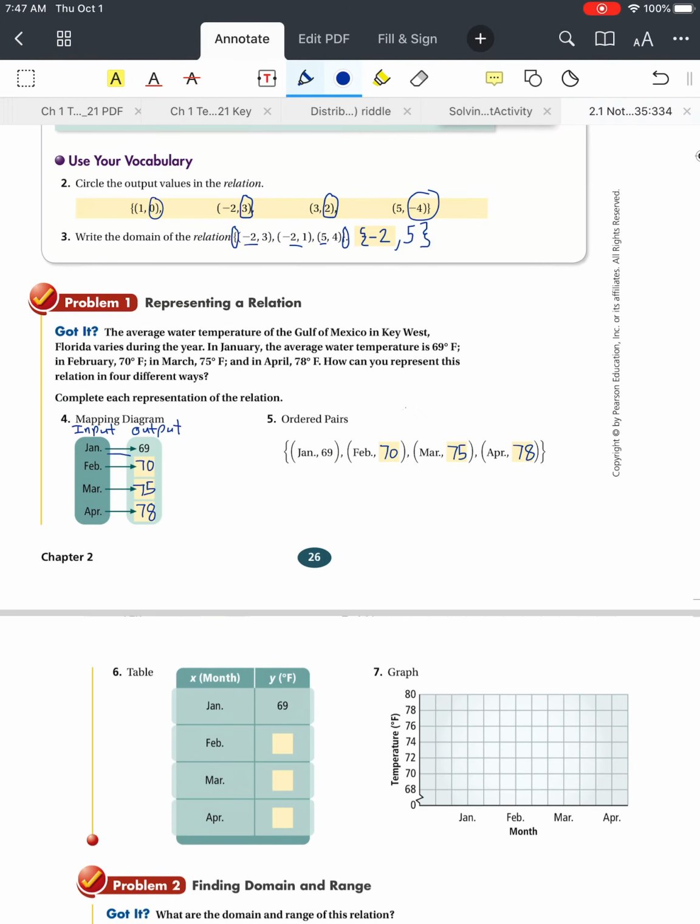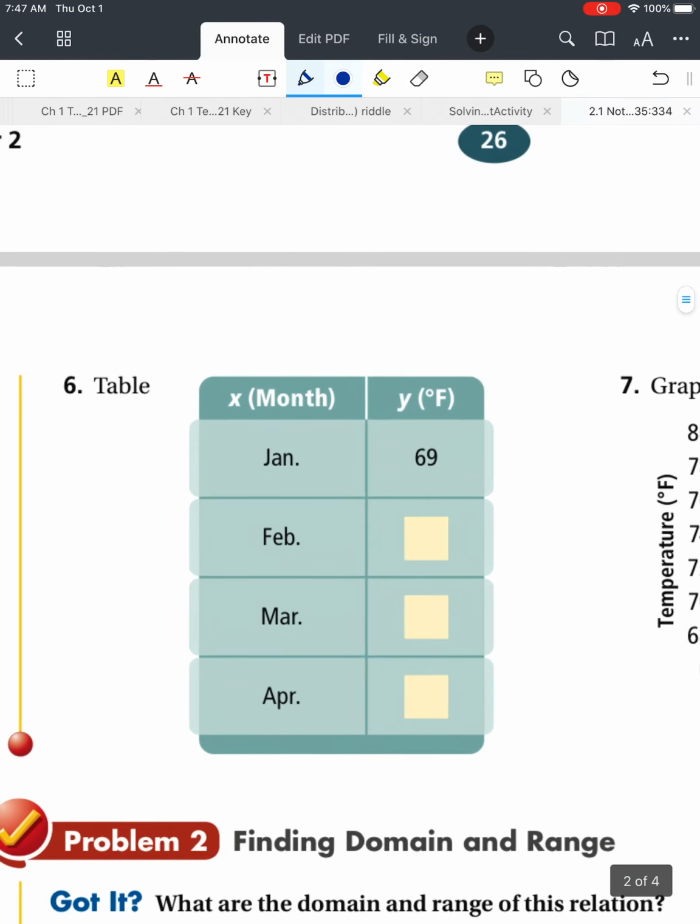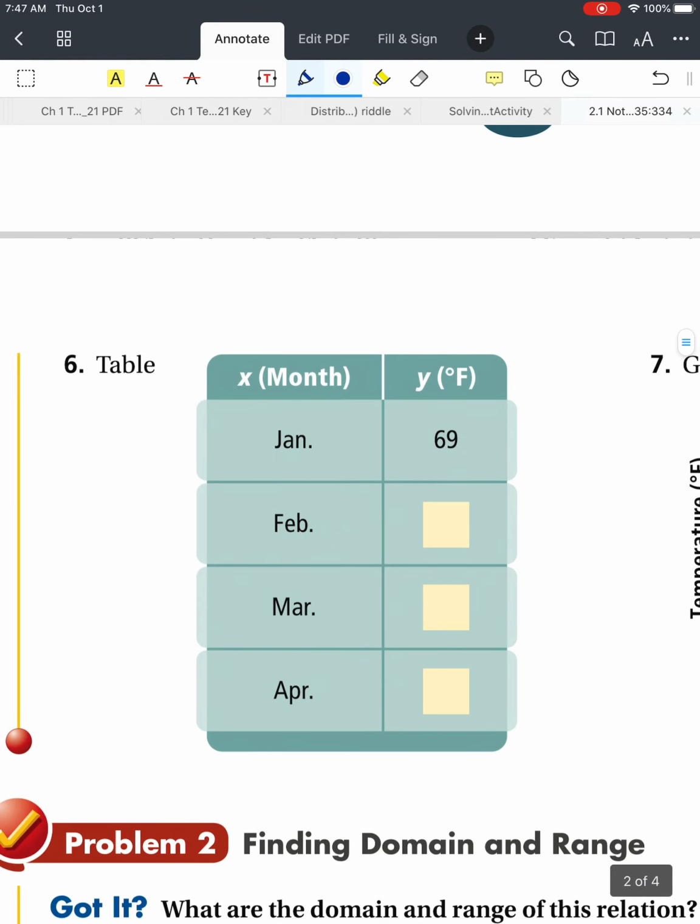So we got the mapping diagram. We've got ordered pairs, which you should have seen before. We've got tables, actually, which you've seen before. So we can just fill this in. Same thing. 70 is for February. March is 75. April is 78.